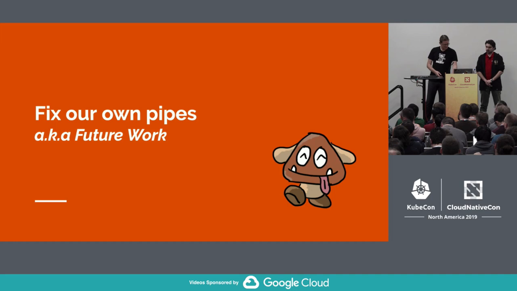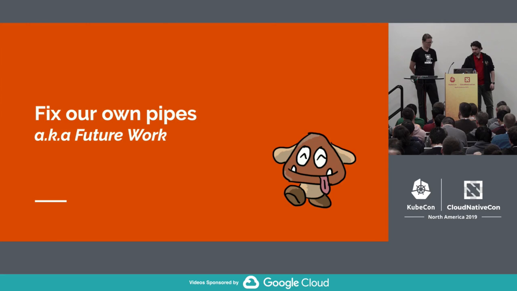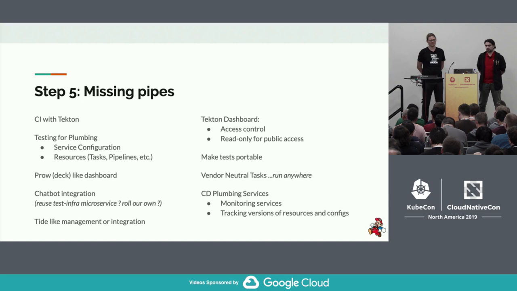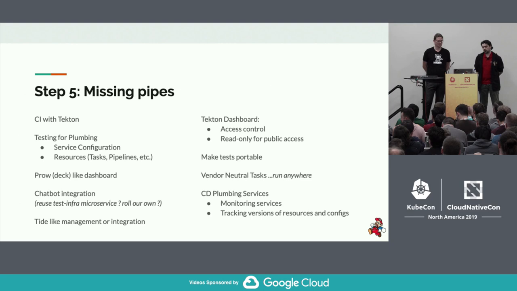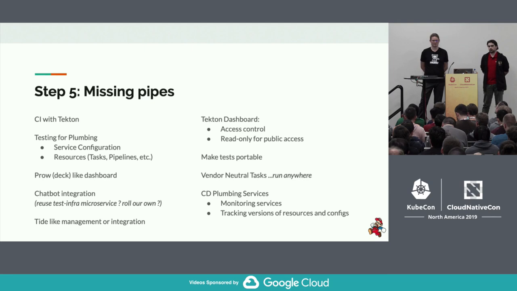So let's talk about what is missing right now and what our future work is, and then we'll show a small demo. Right now, we are missing CI with Tekton. It's definitely possible to do, but right now, any project in the Tekton CD organization relies on Prow jobs for the CI part, so any build on the PR is using Prow. So this is something we need to fix. Using triggers, interceptors, and stuff like this, we can do it, but we are just trying to find the best way to do that.